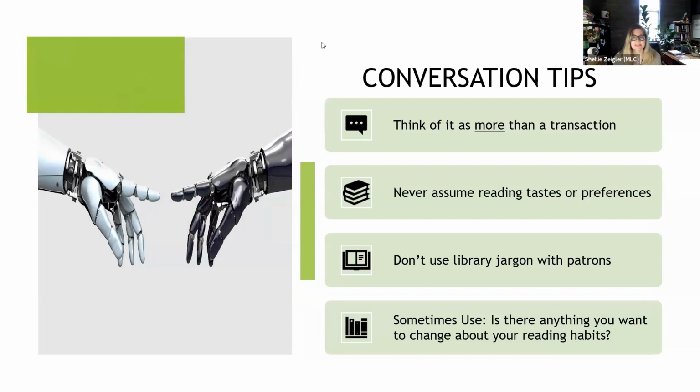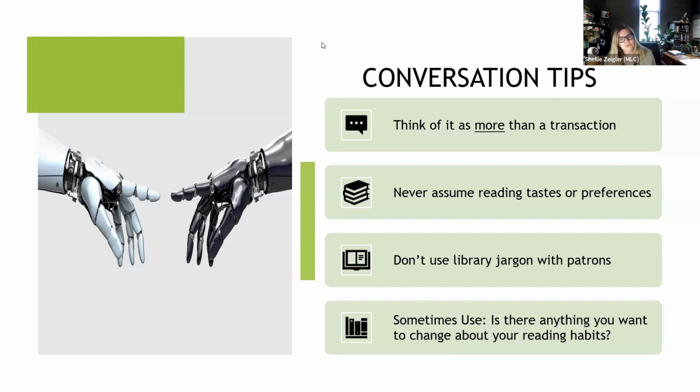Here are some conversation tips. And as I've said before, think about it as more than a transaction. A reference transaction has its own guidelines. A reference conversation is more than a transaction. You are trying to elicit information from someone, and that does involve a little bit of personal behavior that you would not use in a reference transaction. You're not a robot. You may act like a robot, but try not to act like it when you're doing a reference or a reader's advisory conversation. I'm sorry, I keep getting those confused. They sound a lot alike.